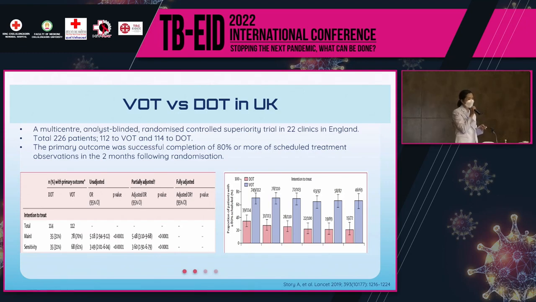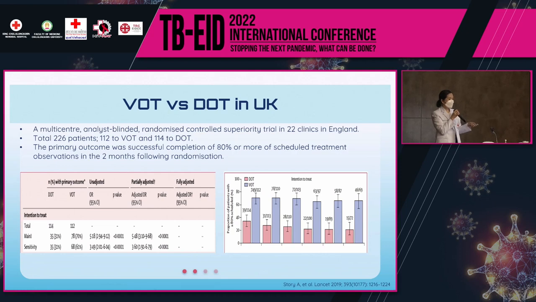You can see on the right-hand side the bar chart, where the purple bar represents the VOT and the red bar represents the conventional DOT. On the left-hand side is the table that shows the logistic regression of the two arms, the control and the intervention, in which the VOT has a high odds ratio of about 5.2, a statistically significant difference.